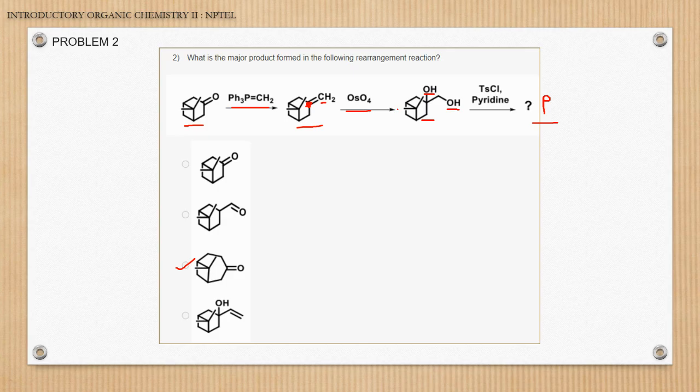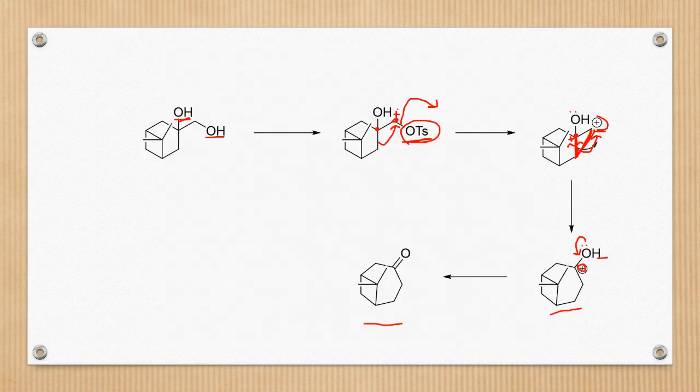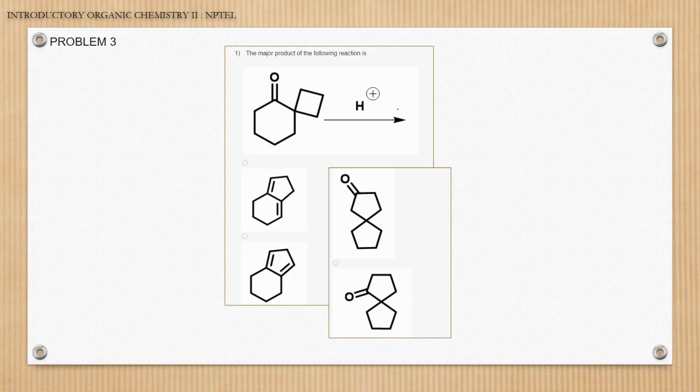You have to think about sterics, what will stabilize a carbocation, and how you are going to migrate the bonds. So you have to keep these things in mind. Okay. So coming to problem number 3, if you have understood this. In problem number 3, again they are asking you the major product of the following reaction. So you have to identify the product.